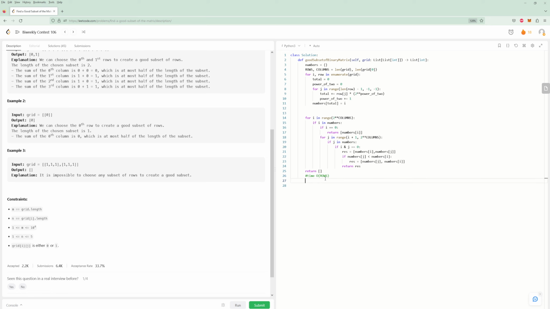And now for space. We did have a dictionary, but the dictionary, like I said, can only hold 32 numbers. So that should be O of 1, actually. And then we're not making anything extra here. We do have our output array, but that's only 2 elements. So I think space is O of 1 and time is O of rows, and that should be right.